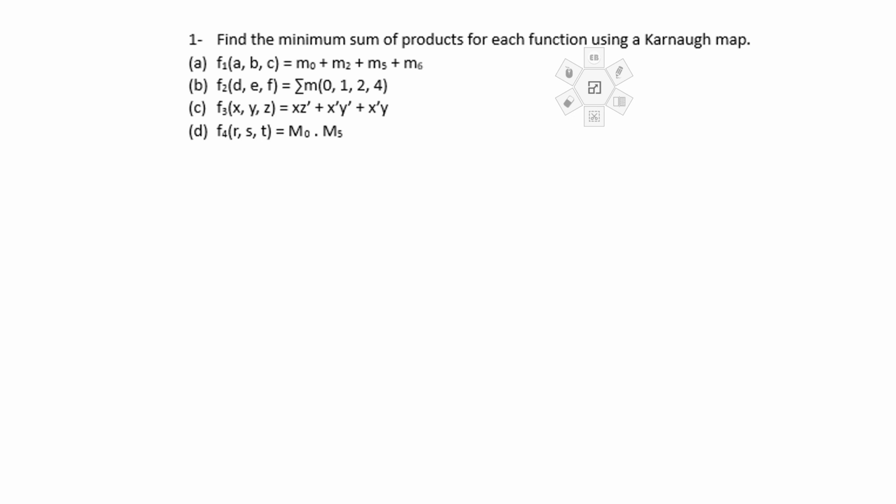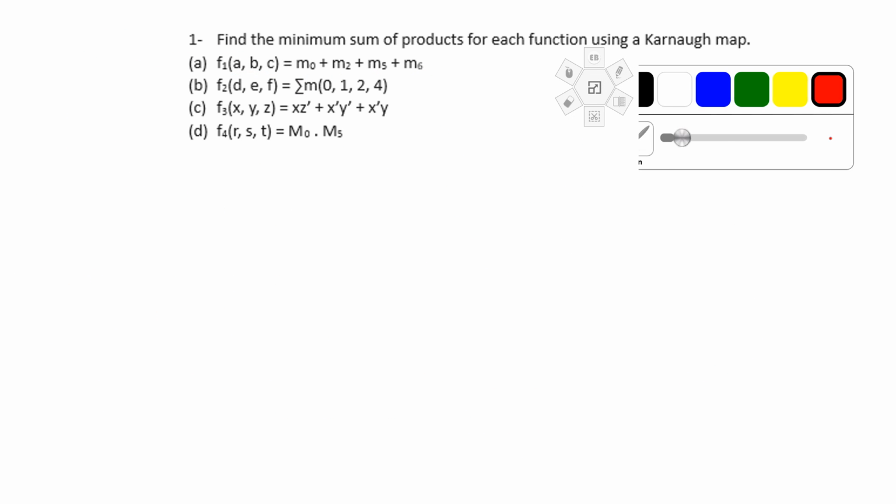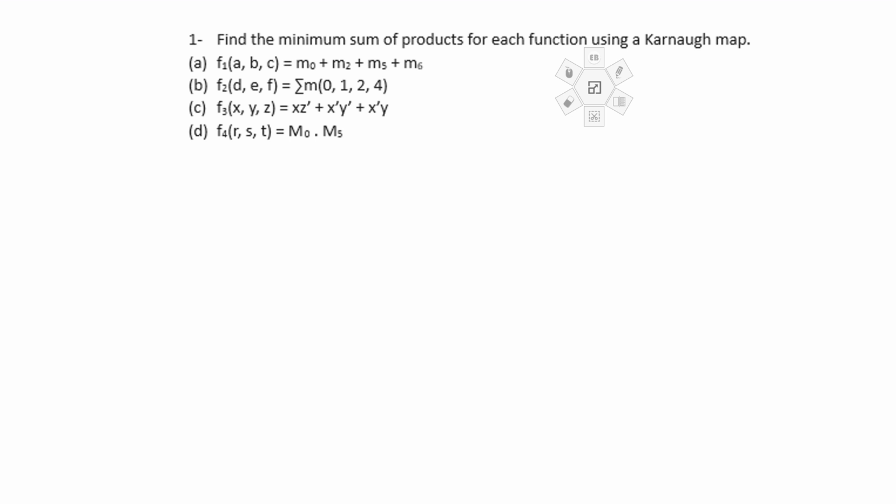Okay, now we'll go for the second problem. There is a function f2, and how many variables are there? 3 variables. So by using 3 variables, how many cells do we have to form in the K-map? 2 power 3 is 8. So again, the K-map will have 8 cells.